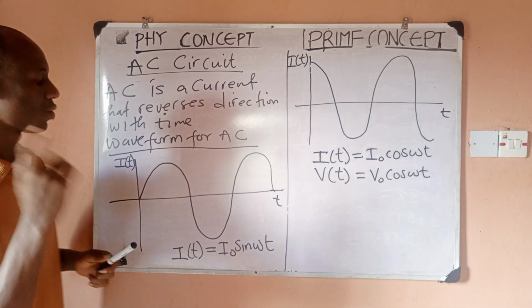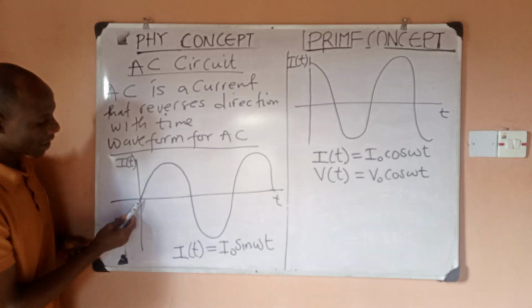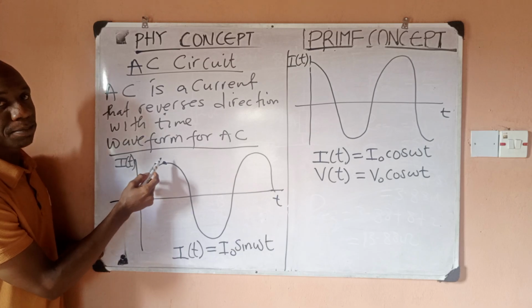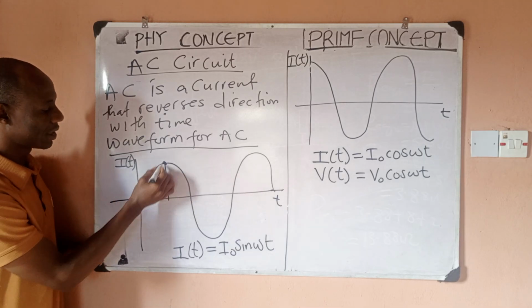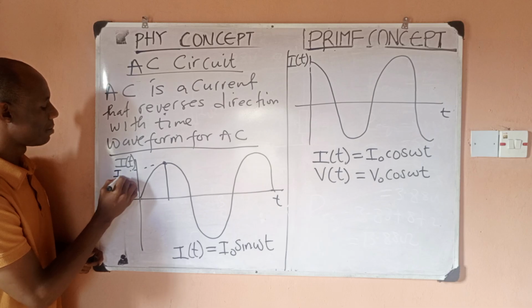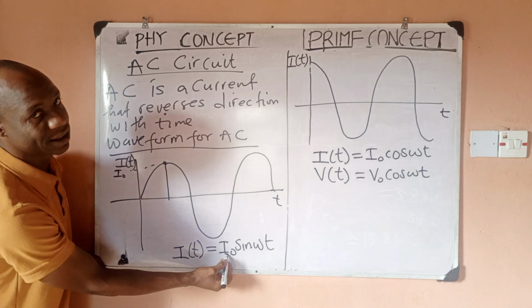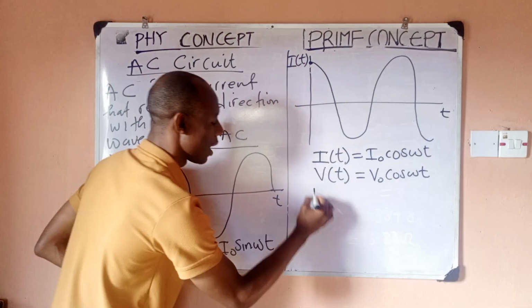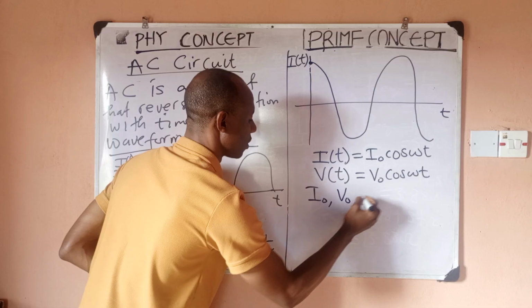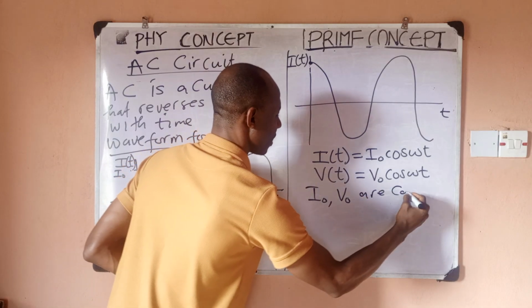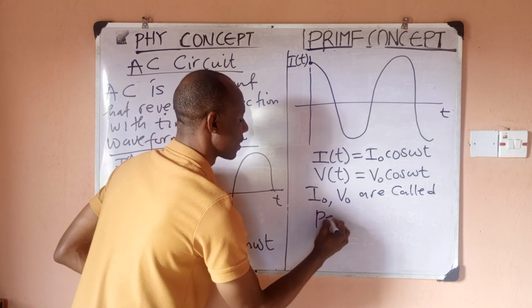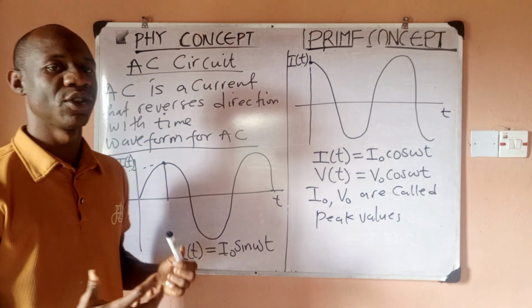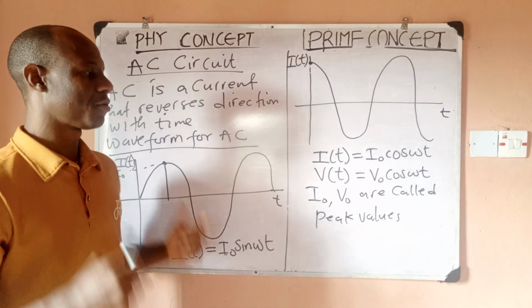So this waveform denotes that when you check, you notice that the current increases gradually, and at this particular region it has its maximum or highest value. So the current at this point is what we know as the maximum value, the peak value, which is the same thing at this point. So I naught and V naught are called peak values, or you call them amplitude values, or maximum values, right?